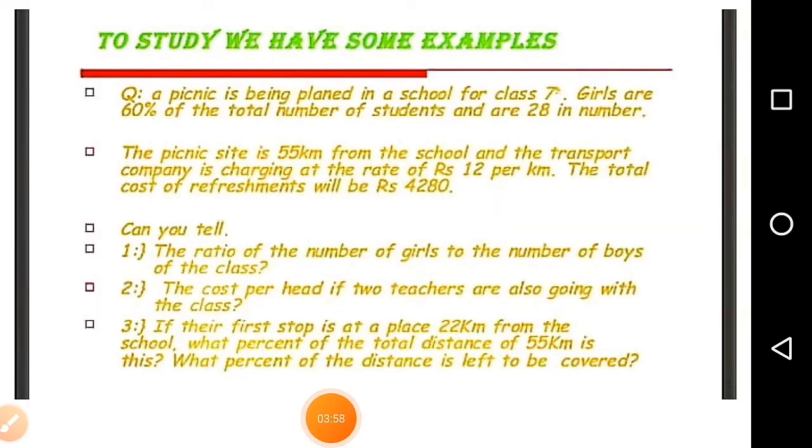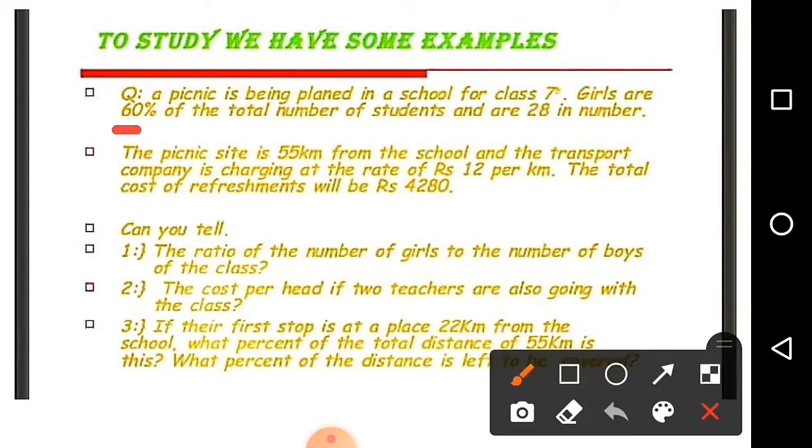Here are some examples. The first question is, a picnic is being planned in a school for class 7th. Girls are 60%, so this is given in percentage. Girls are 60% of the total number of students and are 28 in number. So 28 is the number of girls. We have to find out the number of boys. It is not given directly.